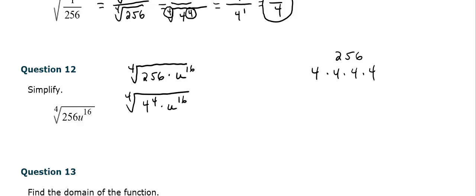So since we have this in exponential form, I can divide my index into each of these exponents individually. So when I divide 4 into the exponent 4, that gives me 1. So I have 4 to the 1st on the outside. And when I divide 4 into 16, that gives me 4. So 4 to the 1st power is 4. And I have my u to the 4th.